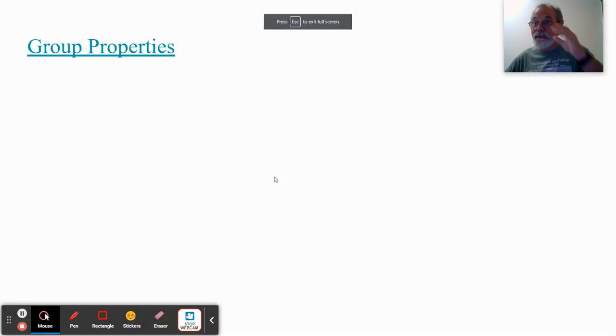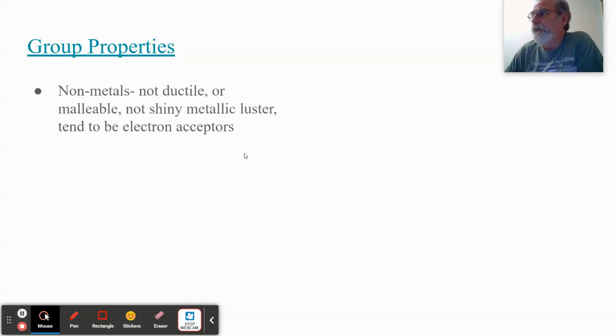All right, this is slide number 2, or video number 2. This is on the group properties of the elements. So the two big groups are the metals and then the nonmetals. In the nonmetals, we're going to start there.